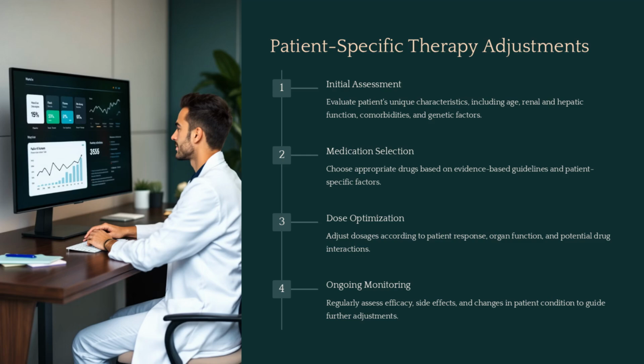Evaluating a patient's unique characteristics, including age, renal and hepatic function, comorbidities, and genetic factors, is crucial for initial assessment. Selecting appropriate drugs based on evidence-based guidelines and patient-specific factors ensures effective medication.